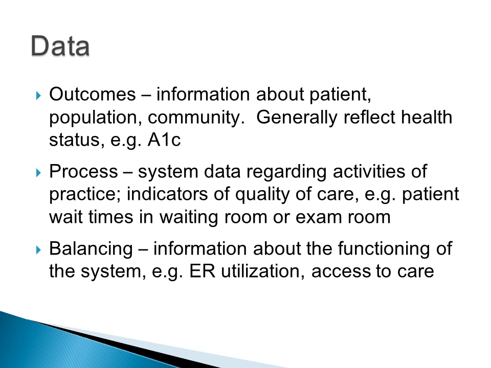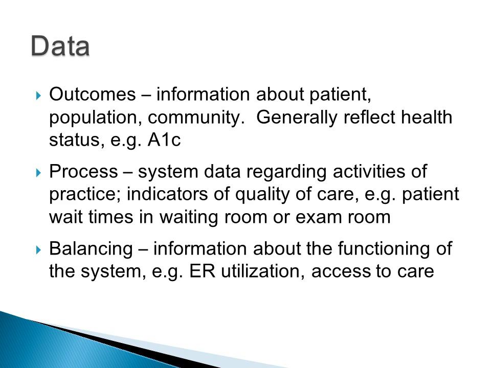One is outcomes, and this is information about the patient or the population that you're serving or the community. And it generally reflects health status, such as a group of patients' A1Cs or their blood pressure or whether or not they're smokers.